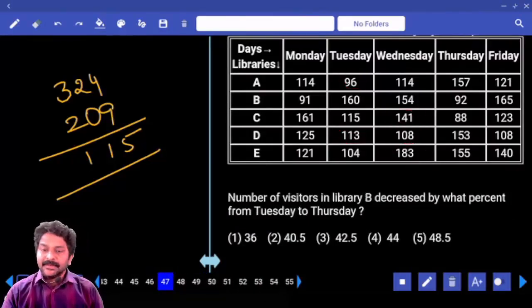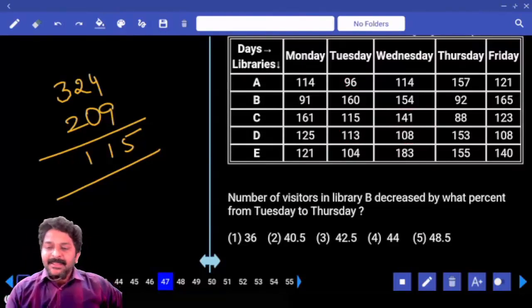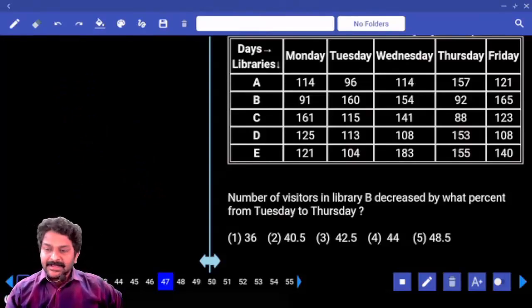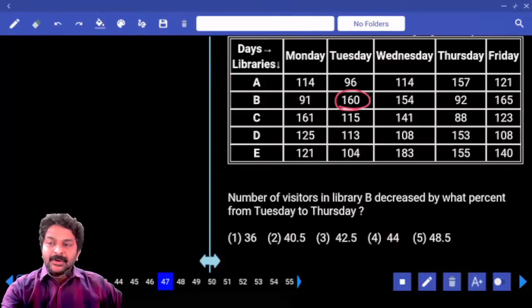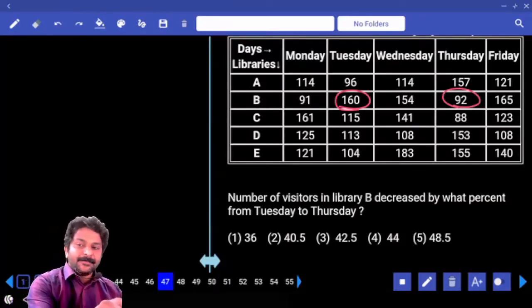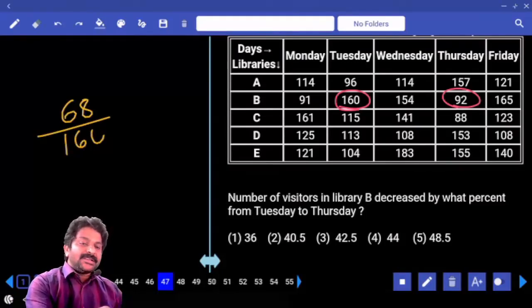Next. Number of visitors in library B decreased by what percent from Tuesday to Thursday? B, Tuesday to Thursday: 160 becomes 92. So decreased by 68. 68 decreased from 160.